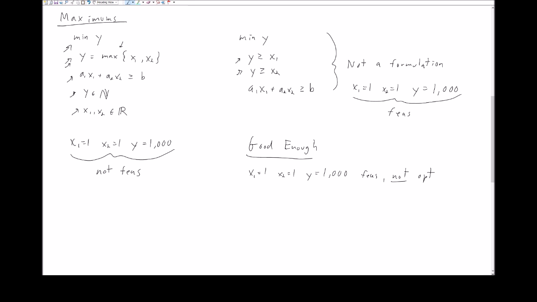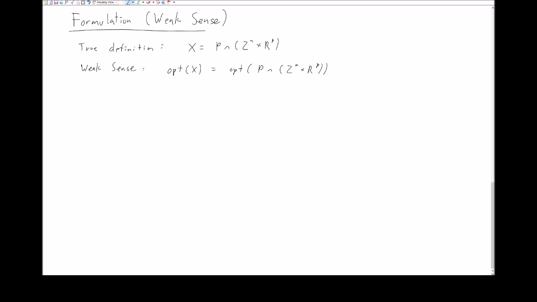And if we looked at any optimal solution to this program, our newly invented program, any optimal solution is going to map to any optimal solution in our original problem. So this good enough sense is that not that every feasible solution is going to map to another feasible solution, but optimal solutions are going to map to optimal solutions. So let's make this idea more precise of having a solution or a formulation that's good enough. We'll call this a formulation in the weak sense.